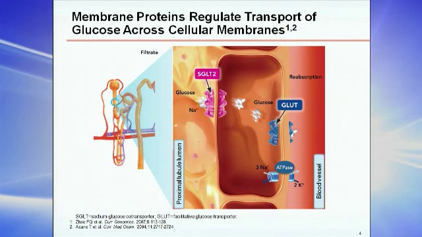SGLTs mediate active unidirectional glucose transport. Six members of this family have been identified, of which only SGLT1 and SGLT2 are well characterized. SGLT activity is not dependent on insulin.